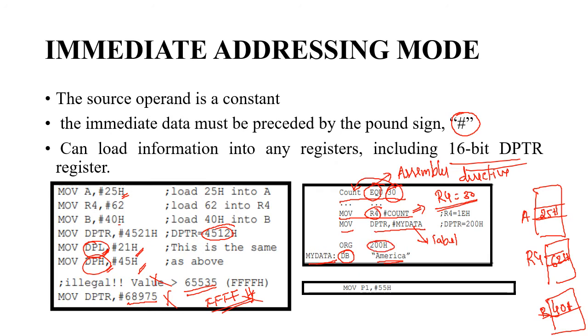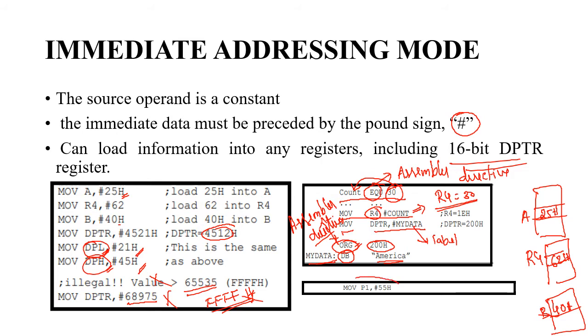That will be loaded into the immediate value. My data will be loaded into dptr. So based on the corresponding instructions here, these values will be loaded. It depends on the application what we have. This org is one more assembler directive that defines the origin, or the location from which the program starts. That will be represented by org.